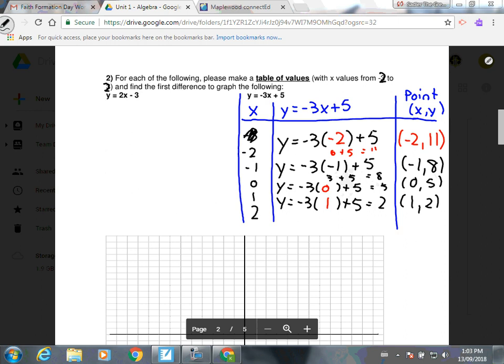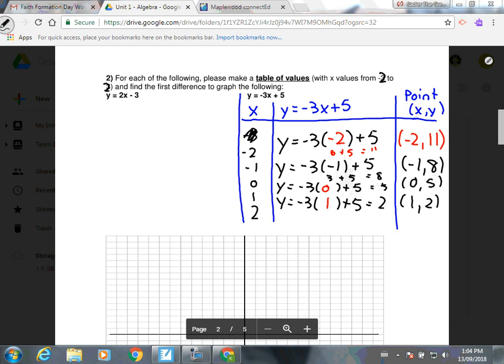Now, before I finish here, what's the pattern? Start to see a pattern? Well, I'm subtracting 3 each time, right? 11 minus 3 is 8, minus 3 is 5, minus 3 is 2. That's the pattern, and that actually comes from your slope.